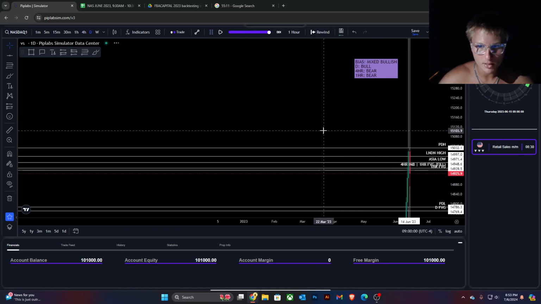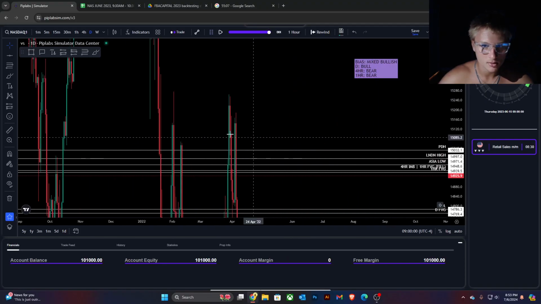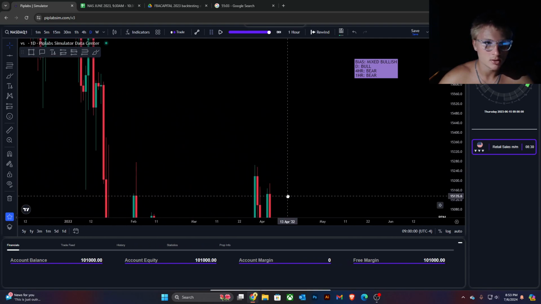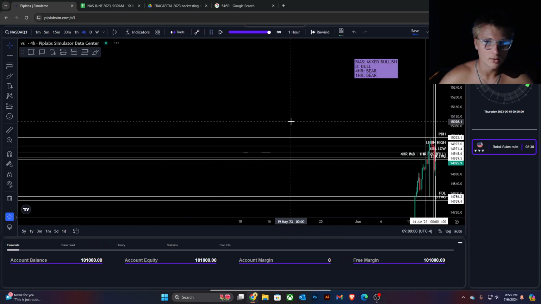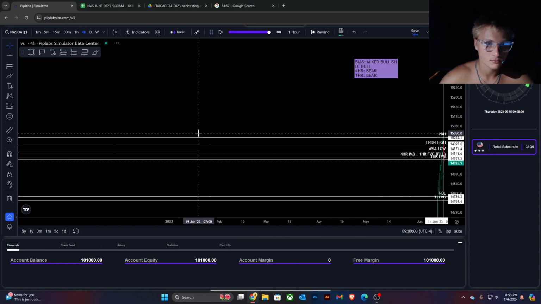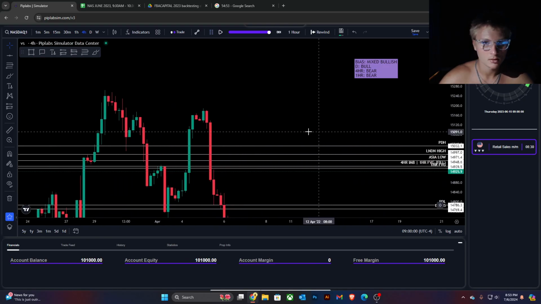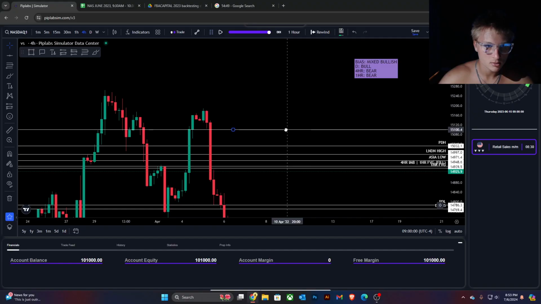Are we at all-time highs? Let's see. I believe we're not. Yeah, we're definitely not. This is 2023. But what I'm going to do is I'm going to scroll back a little bit. Let's see on the 4 hour here. Any gaps in price over here? We do have a 4 hour gap up here.